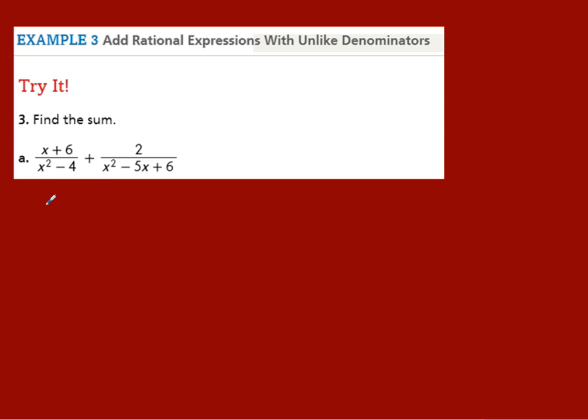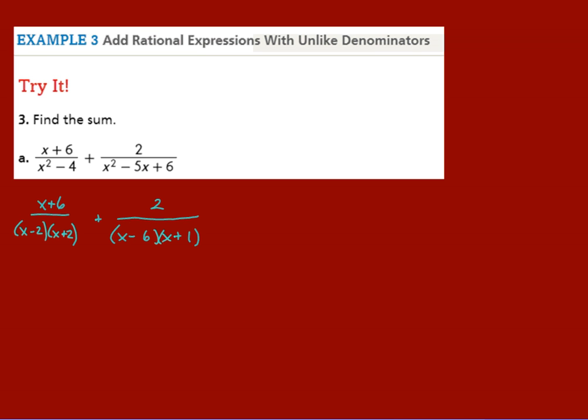So when I factor this bottom one, that's the difference of 2 squares. So this is going to be x plus 6 all over x minus 2, x plus 2. And over here, I'm going to get 2 all over, and that's going to factor into x and x, 6 and 1, and it's going to be negative 6 plus 1.